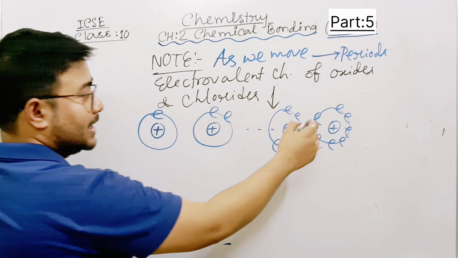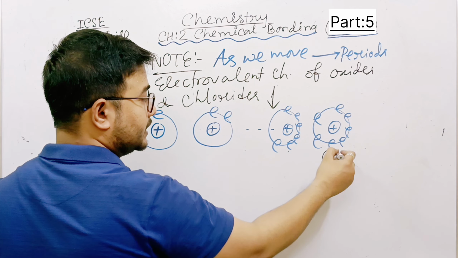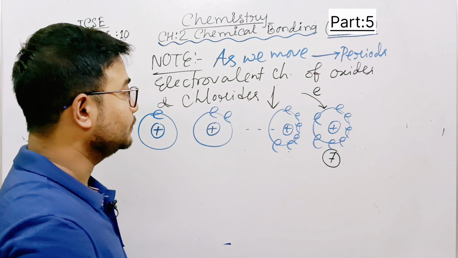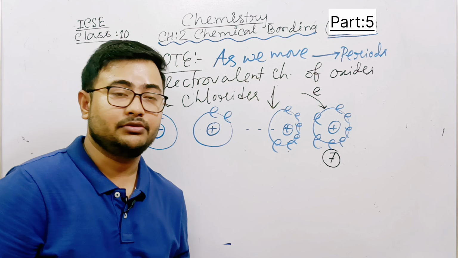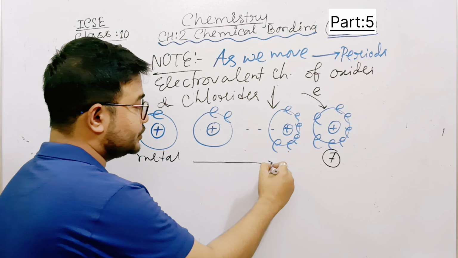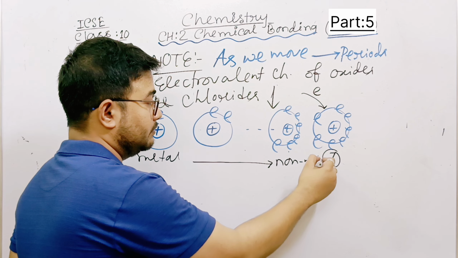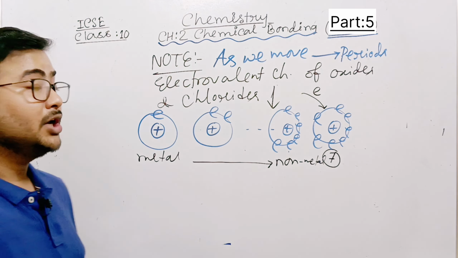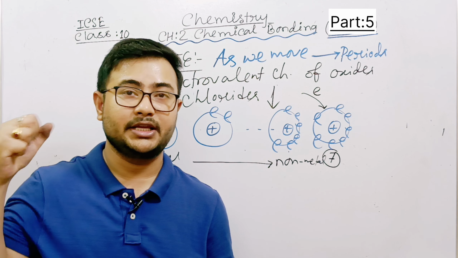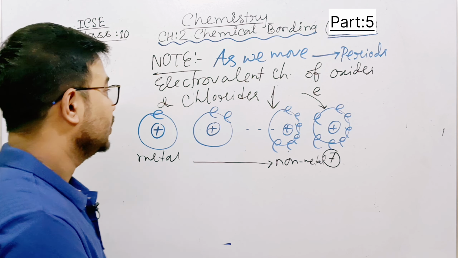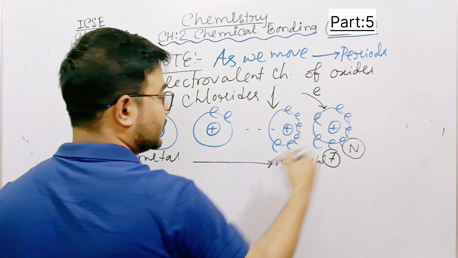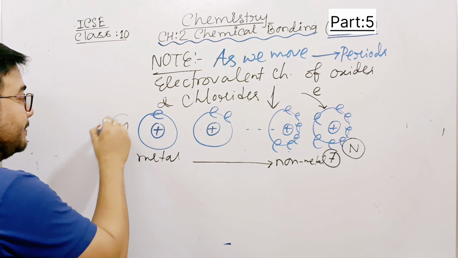Look at the structure here, the outermost shell contains 7 electrons. So it will try to accept 1 electron. Why? To fill up its octet. So now it is metal. Slowly metal changes to non-metal. Non-metal means acceptance of electron, that is pulling any other free electron. Look at the board. Suppose this is a non-metal marked by N. It is a metal marked by M.